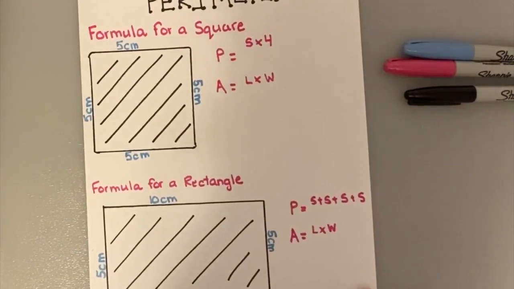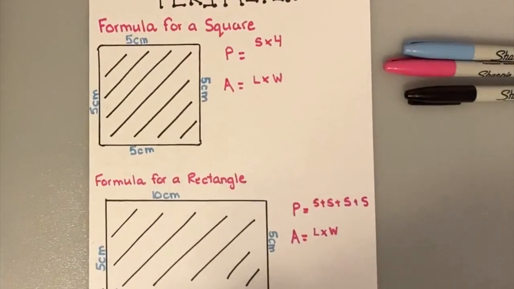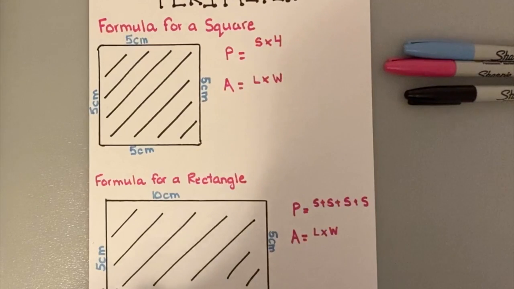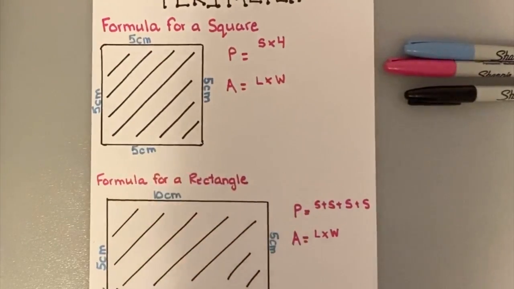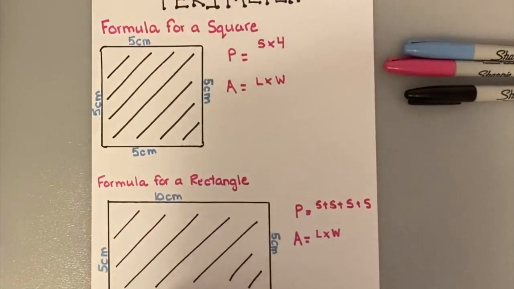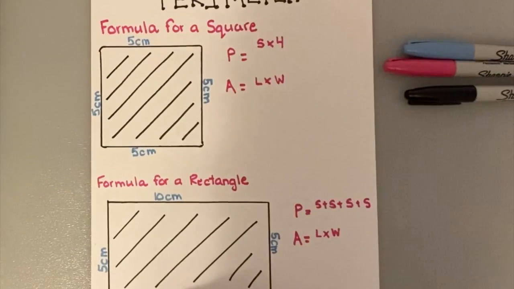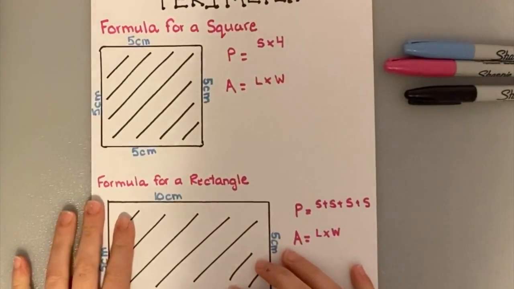Okay, so for our Build a Zoo, we are going to be working on using formulas for area and perimeter. As you can see here, I have a square, and down below I have a rectangle. I'm going to show you guys how to figure out the perimeter and area for each of these shapes.